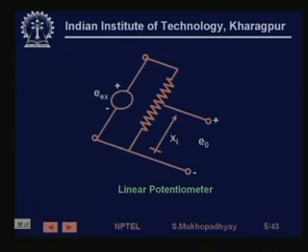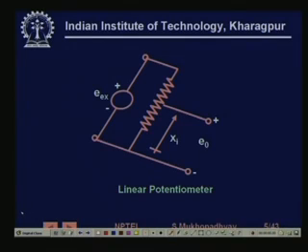This is a typical configuration for the linear motion case. As you can see, this is the exciting voltage. It can be DC or it can be AC also, and this is the output voltage.